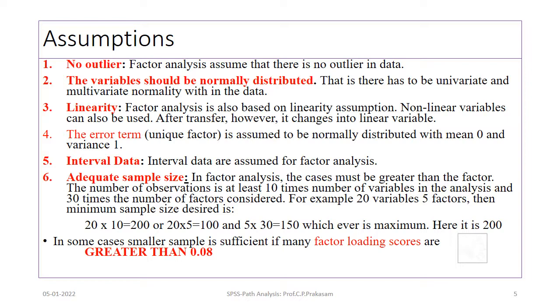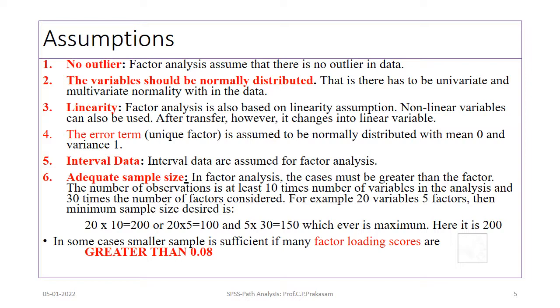Also, one of the assumptions is that interval data are assumed for factor analysis, but non-interval data can also be used in a different fashion. That approach is different. Adequate sample size is one of the most important things. In factor analysis, the cases must be greater than the factors. That is, the number of observations should be more than the number of variables. The number of observations should be at least 10 times the number of variables in the analysis and 30 times the number of factors considered.